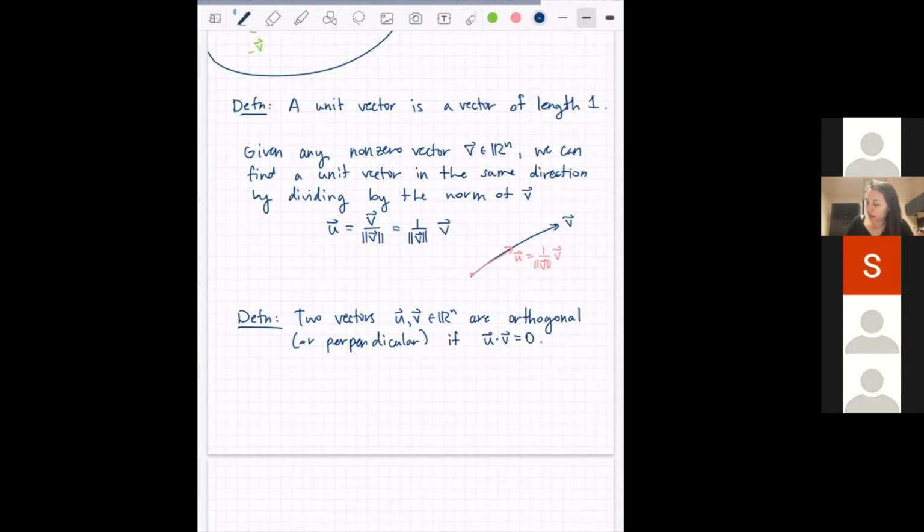Okay, now why do we use this definition? Well, if we're in the plane and we're looking at two vectors, u dot v, we can show that we get the following formula. So u dot v is equal to the norm of u times the norm of v times cosine of theta, where theta is the angle between the two vectors. So if we have u and v, theta will be that angle there.